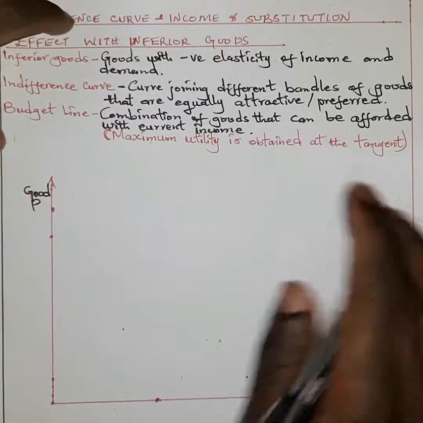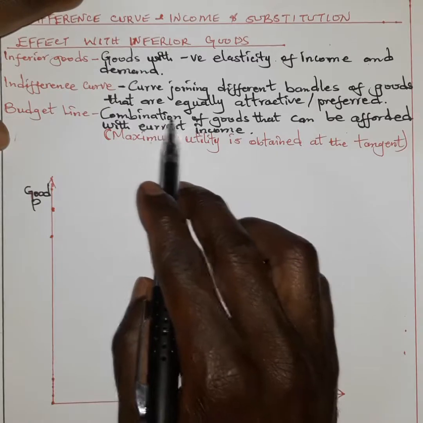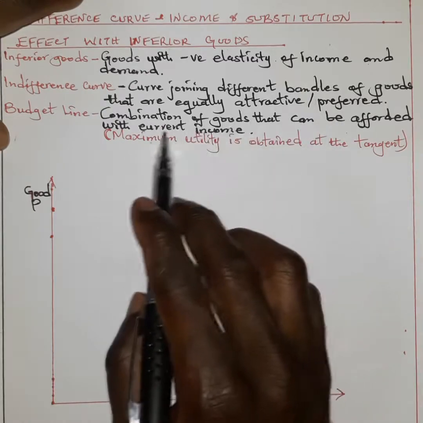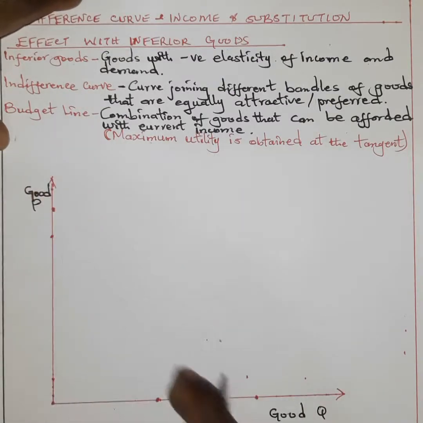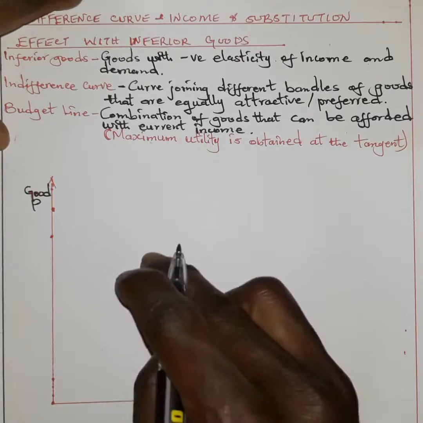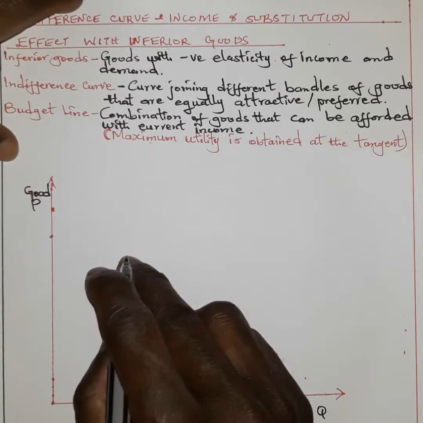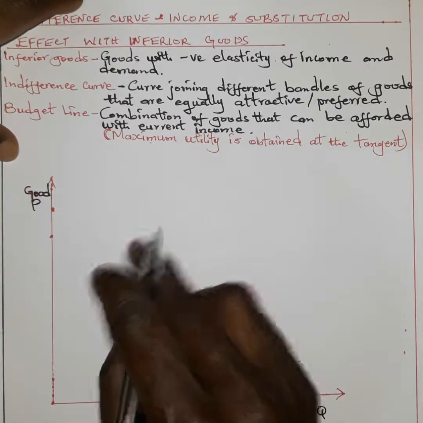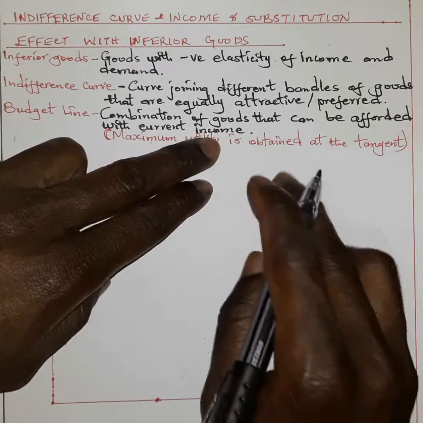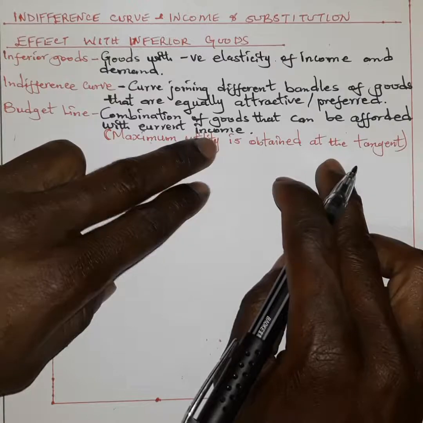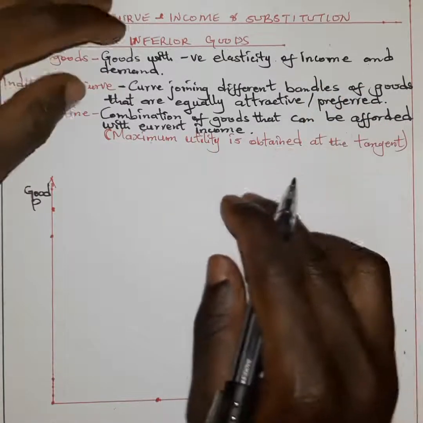Then we have another term, the budget line, which is a combination of goods that can be afforded with the current income. This is a line that is drawn, and along the line we plot those goods that the consumer is able to afford given his current level of income. Then I realize that maximum utility will always be obtained at the tangent of these lines. That is, we obtain the tangent to find the point at which there will be maximum utility.